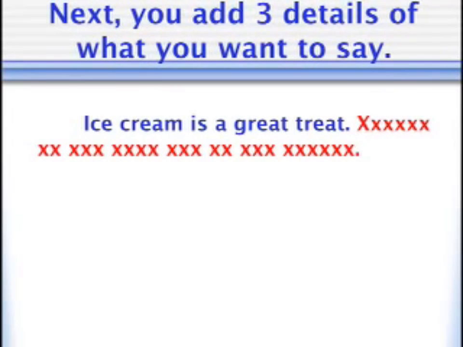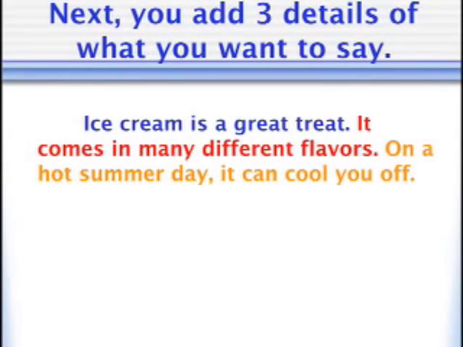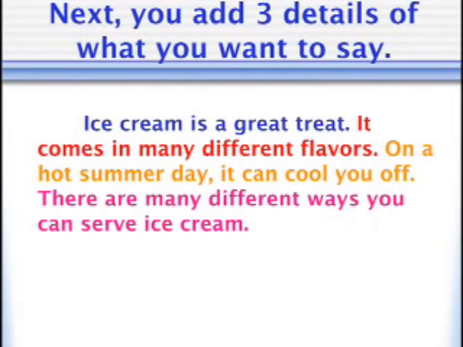Now we must write 3 details of what makes ice cream a good treat. One reason that it's a good treat might be that it comes in many different flavors. This becomes our first detail sentence. Another reason that ice cream is a good treat might be that it is cold. So this becomes our second detail sentence in the paragraph. A third reason that ice cream is a good treat might be that there are many different ways to eat ice cream. This then becomes our third detail sentence.